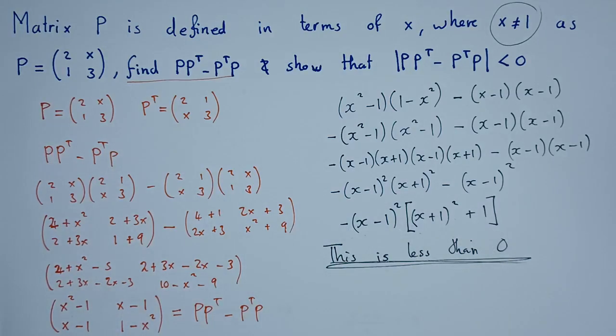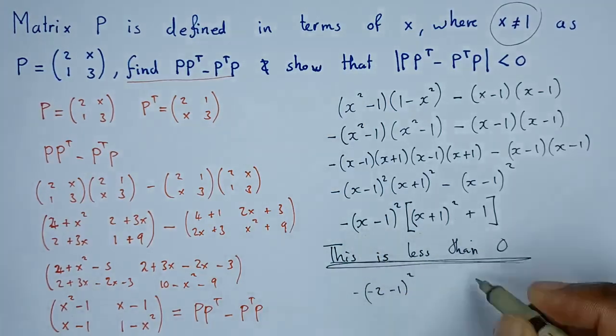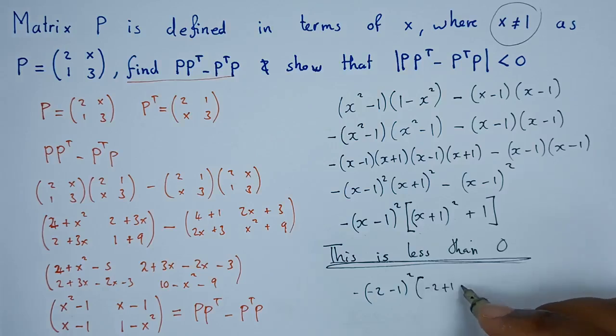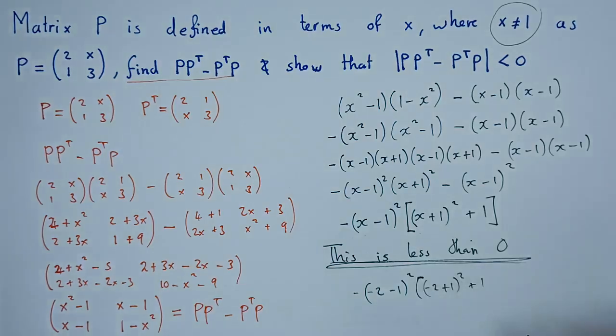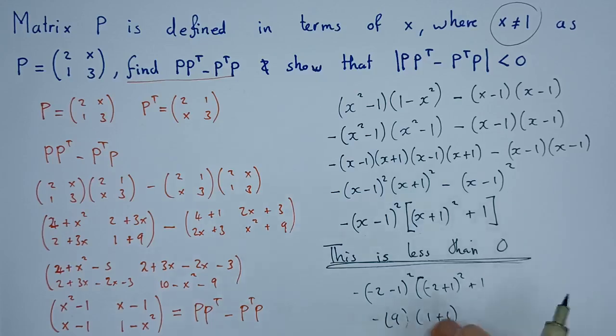Let's take an example. Let's take negative 2. If we put negative 2 here, we'll have negative 2 minus 1 squared. Put negative 2 here, we'll have negative 2 plus 1 squared plus 1. So this will give us negative 3 squared, which is positive 9. Remember, we still have this negative outside. This will give us negative 1 squared, which is just 1 plus 1. So this will still give us a negative value.